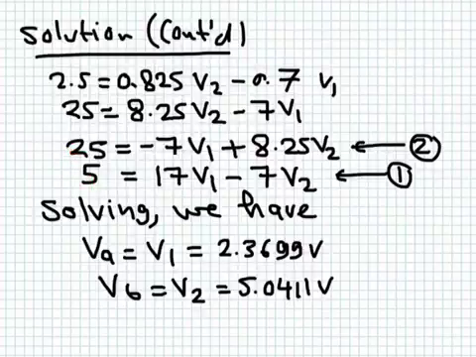So if I give this to my calculator or use the determinant method, any other method, I end up with VA equal to V1. We're looking actually for VA, but VA is the same node as V1. It's 2.3699 volts. I end up with VB equal to V2 equal to 5.0411 volts. Please double check the numbers. There is always a possibility of having a mistake, but the procedure is in general correct. The most important thing is to pay attention to your assumption, which currents are flowing in, which currents are flowing out, and then you apply KCL. The sum of all the currents flowing in is equal to the sum of all the currents flowing out.